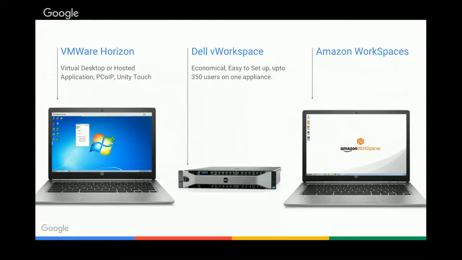We also have options from VMware Horizon, Dell vWorkspace, and Amazon Workspaces. For example, Dell vWorkspace, in that single sort of blade server that you're seeing on the image, you can power over 350 users. So that's a very easy way to get set up and try it out in a couple of your outlets. Amazon Workspaces is a solution all in the cloud. So if you don't want to have any on-prem setup, you can try out Amazon Workspaces as well.